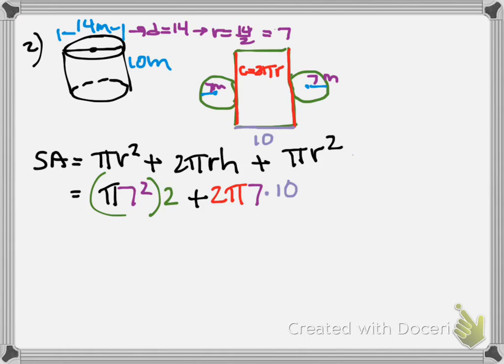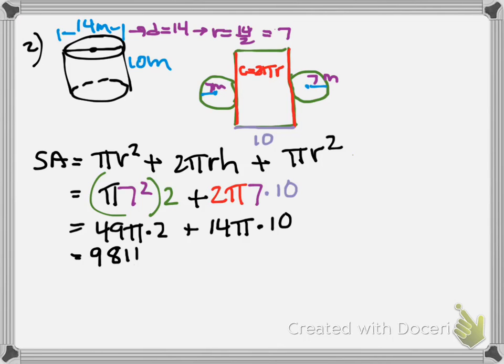So then I just start doing math. And I get 49 pi times 2 plus 14 pi times 10. 49 times 2, let's see, that's going to give me 98 pi. And 14 times 10 is 140 pi. And when I add the numbers together, 98 and 140, I get an 8, I get a 13, and I get a 238 pi. And then I use my calculator.